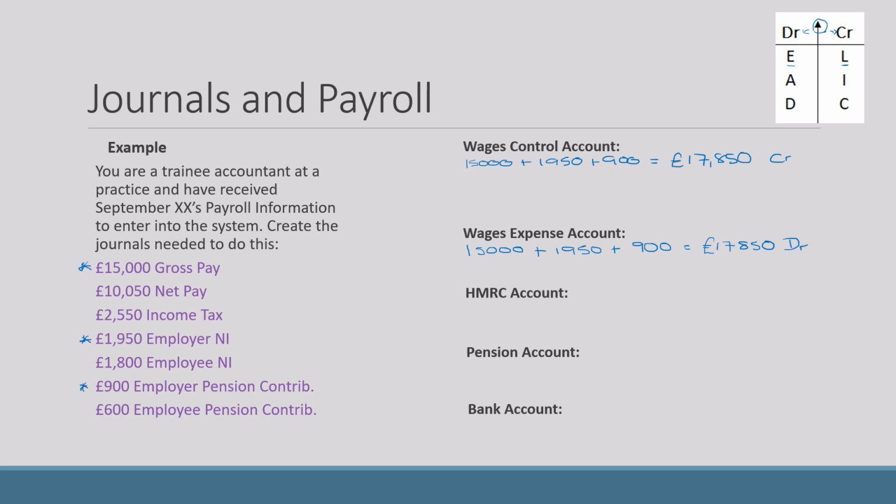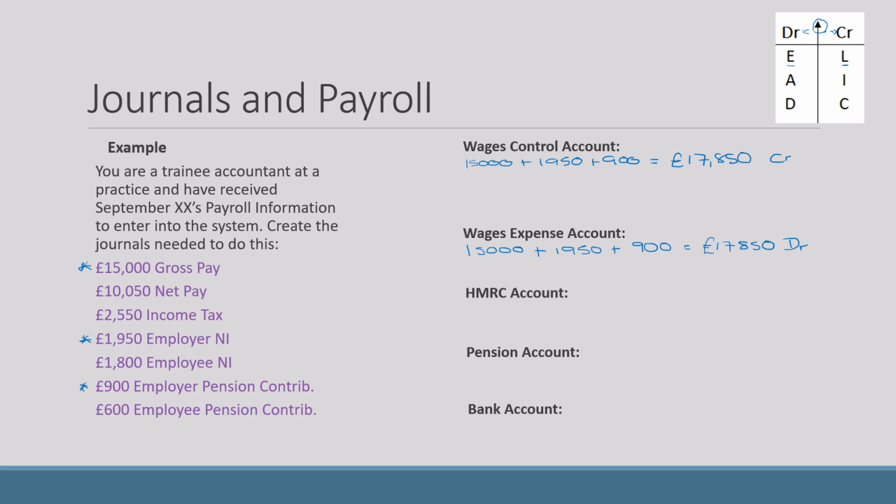Okay, so going on then, we're going to then have to have a look at how that wages control account is reduced, because by the end of the journal, we want the wages control account to have nothing in it because it will have been put in the correct liability accounts going forwards into HMRC and pension, and then what goes out of the bank. So we're going to start with that then. We're going to start with actually what goes out of the bank because that's going to be another simple transaction.